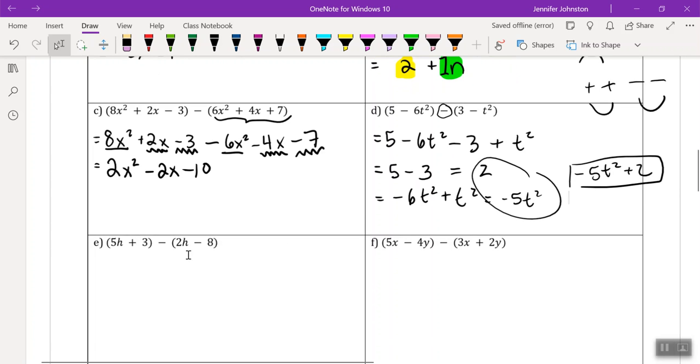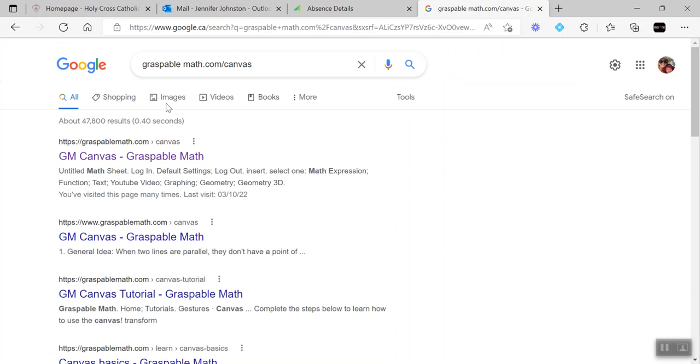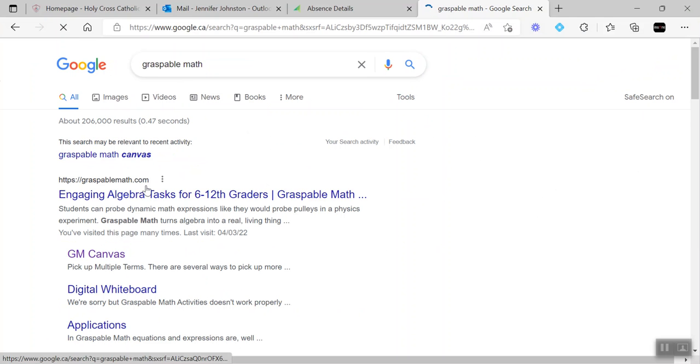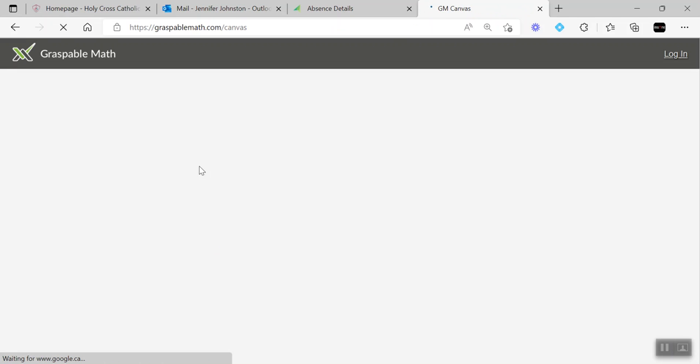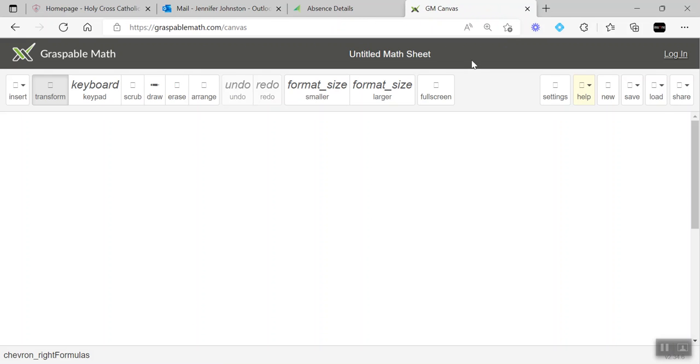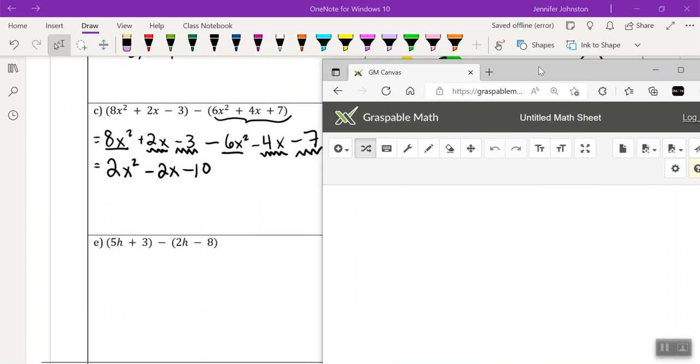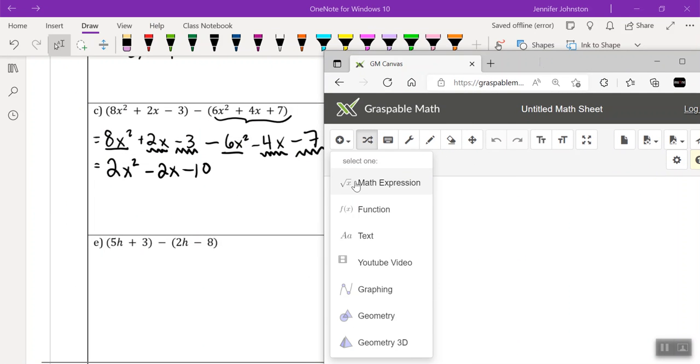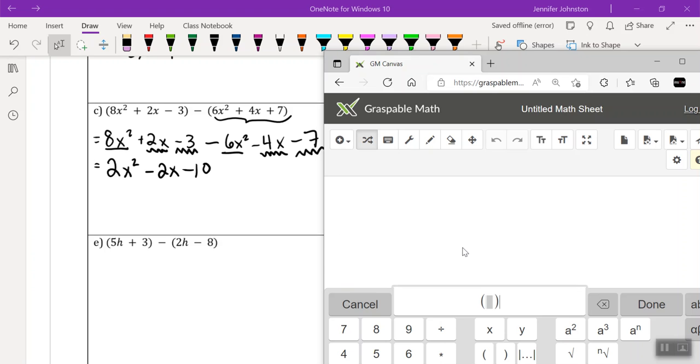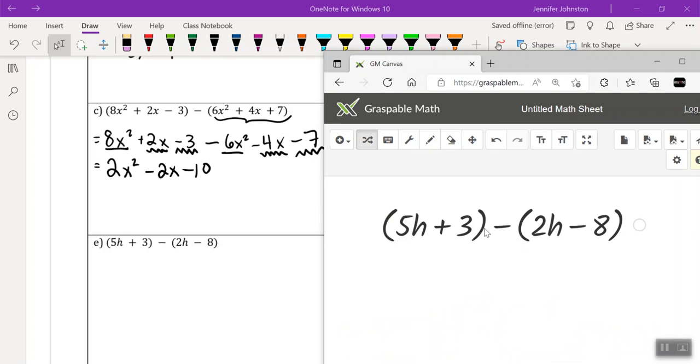All right, let's go check this out using Graspable Math. How to get to Graspable Math is you go on Google, you type Graspable Math into Google, and then we want to go to the canvas. On the canvas, we are going to go into math expression and type this expression in. Okay, so we have 5h plus 3 and 2h minus 8. Done. All right, and we're clicking, right?